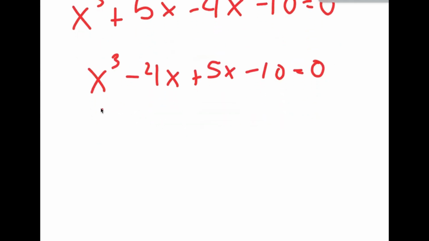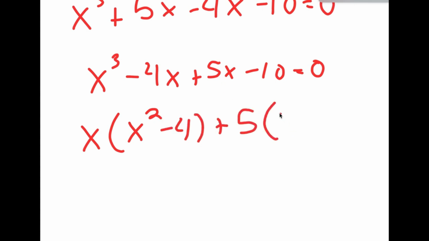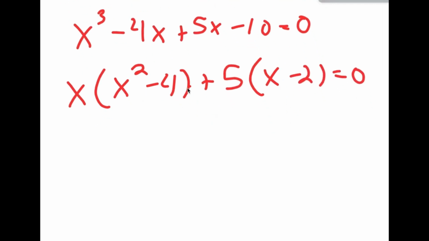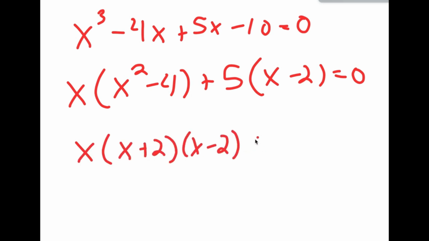So now, if I factor by grouping, the greatest common factor from x to the power of 3 minus 4x is x, so I get x times x squared minus 4, plus from 5x minus 10, the greatest common factor is 5. So I get 5 times x minus 2 is equal to 0. Now x squared minus 4, I can rewrite as x plus 2 times x minus 2. And I have this plus 5 times x minus 2 is equal to 0.